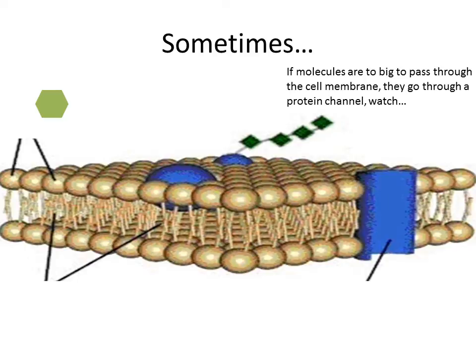Sometimes though, if molecules are too big to pass through the cell membrane, they go through a protein channel. It's too big, so it bounces, and it naturally, just by random movement, has to find that protein channel.